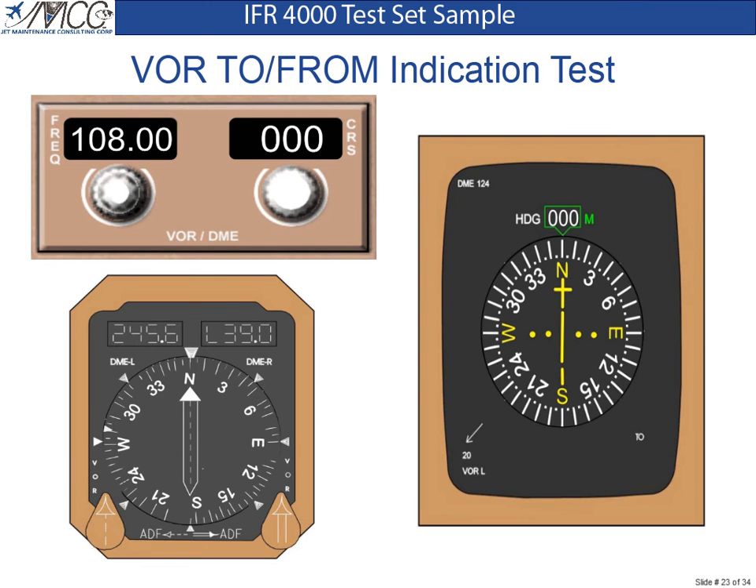The next test we will discuss is a VOR to-from indication test. A VOR to-from indication test is accomplished to ensure the VOR system accurately displays if the aircraft is moving towards or away from a VOR station. To accomplish the VOR to-from indication test, first return the aircraft to its original test setup. Frequency at 108 MHz, course pointer at 0 degrees, and verify the HSI course points to 0 and the deviation indicator is centered.